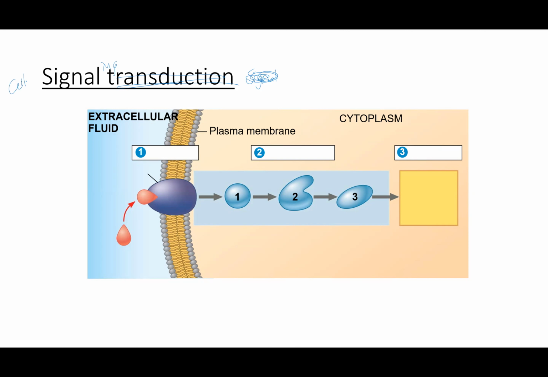So when we talk about cell signaling, there are 3 stages to the cell signal. There are 3 steps of cell signaling, 3 stages of cell signaling. The first step is signal reception. And that is what it sounds like. The signal has to be received.